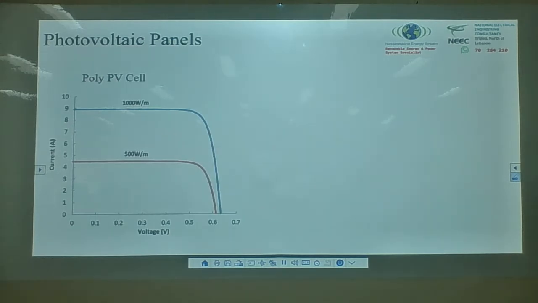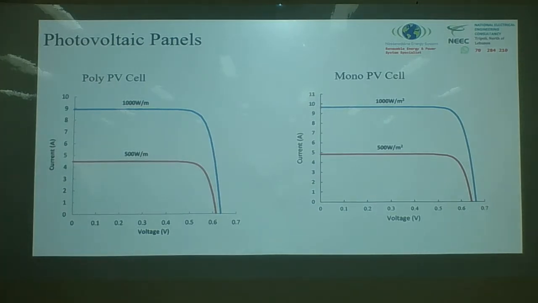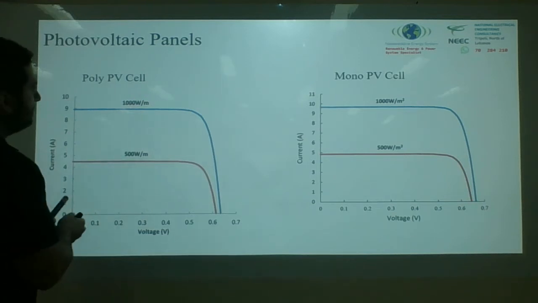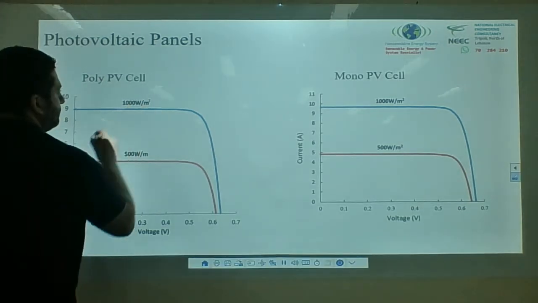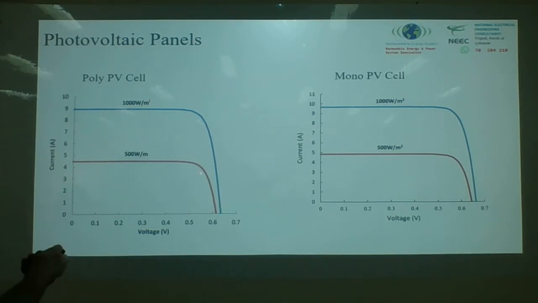Now I have a poly solar cell, a PV cell, and I have a mono solar cell. I want you to pay attention. Look, guys, for the poly, I have my current under 1000 watts per square meter. This is per square meter, guys. For this system, my current is just under 9 amps. I have my voltages. For the maximum, see the maximum? It's just between 0.5 and 0.6.